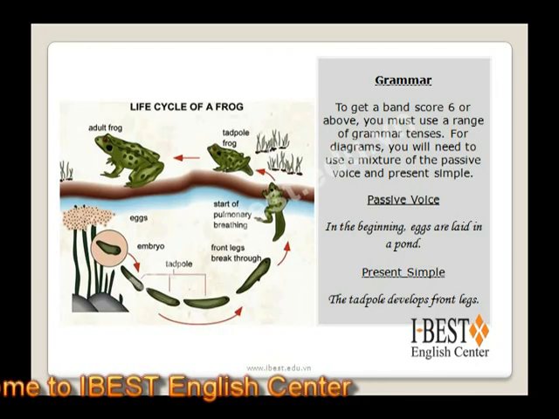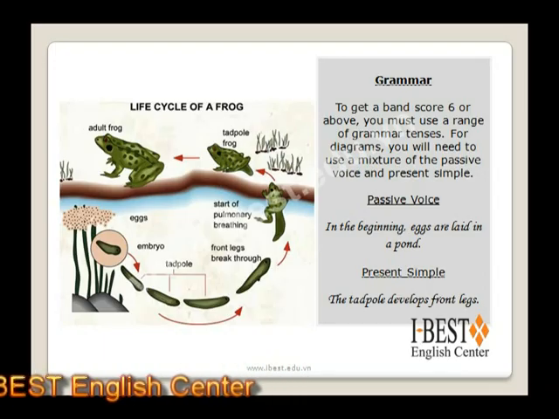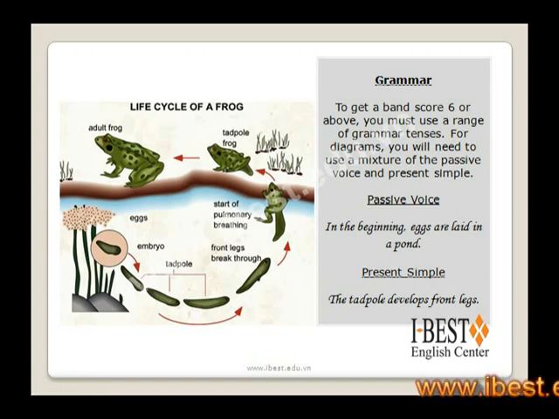You'll also need to use the present simple. Here is an example. The tadpole develops front legs. You have to pay attention with the present simple, particularly with the third person singular. You need to add an extra S onto the end of your verb. The tadpole develops front legs. The examiner knows that many students are weak in this area and will be checking for that.